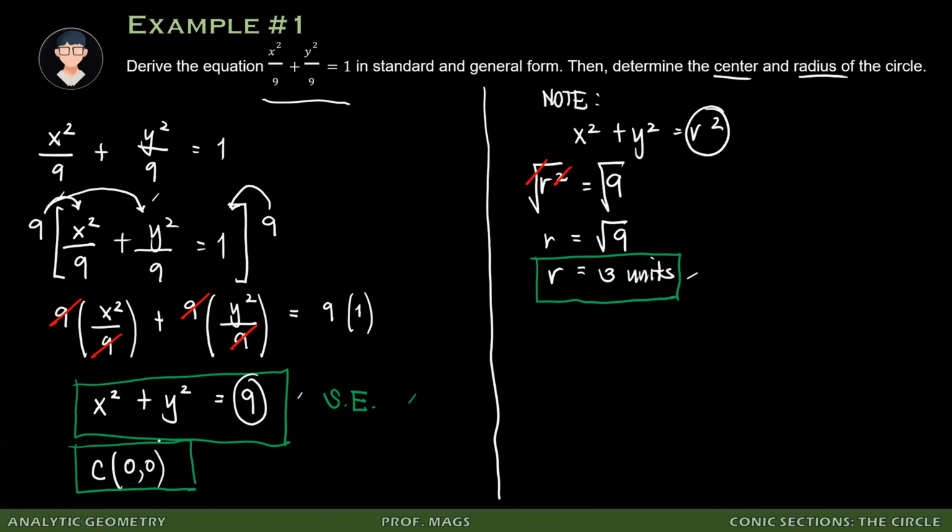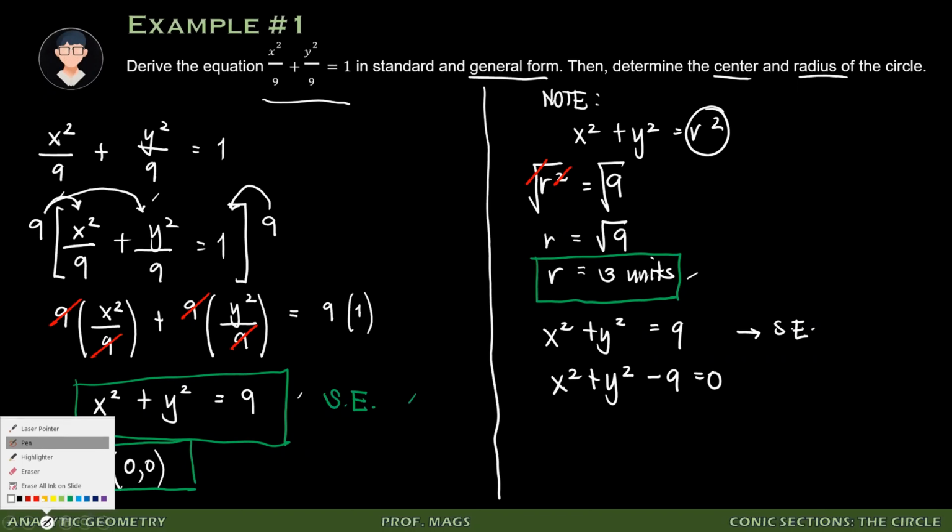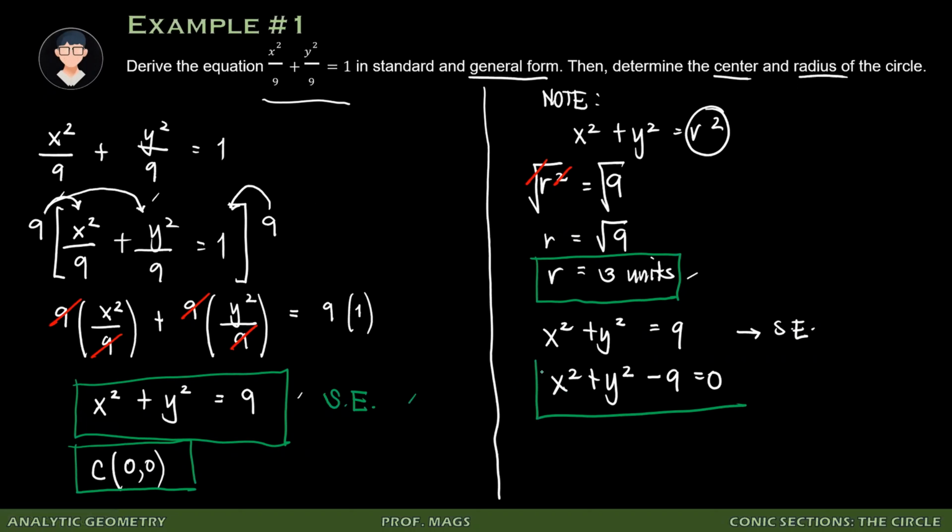Now we're just going to derive the standard equation into general equation. So, di ba, x square plus y square is equal to 9. All you have to do here, in order for you to convert this standard equation into general equation, you're just going to transpose this constant term right here, which is 9, and transpose it to the left side of the equation. So x squared plus y squared minus 9 is equal to 0. So this will be our general equation of our circle.